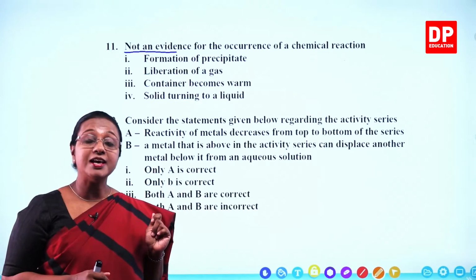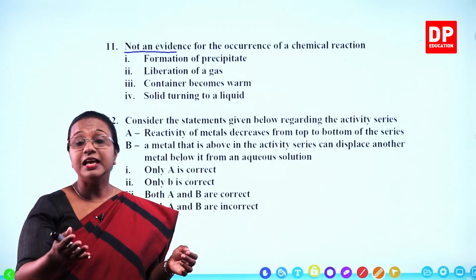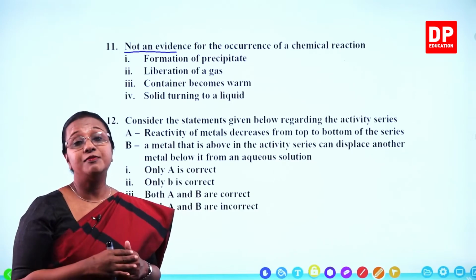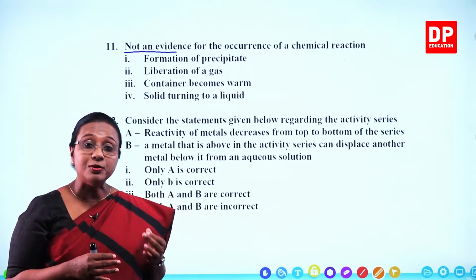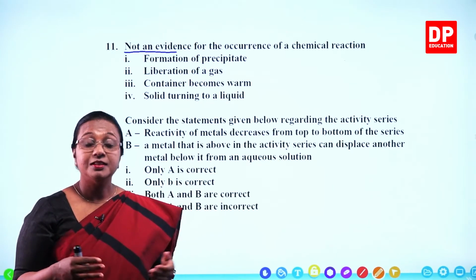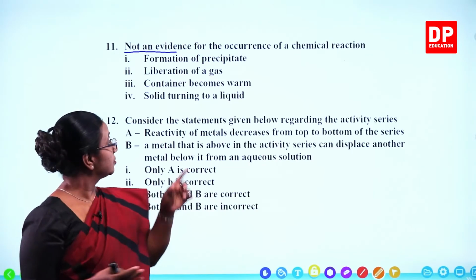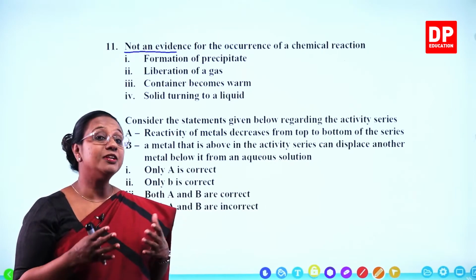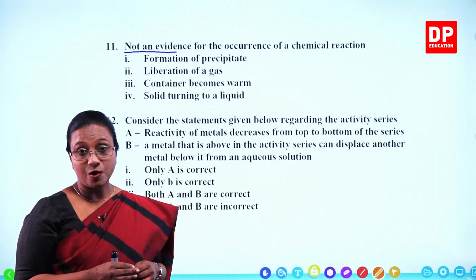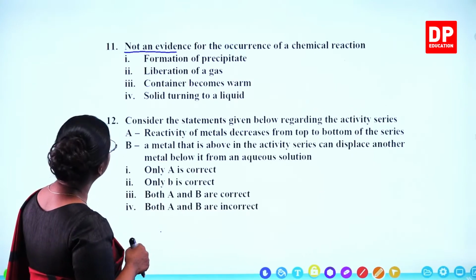Then liberation of gas. If you put magnesium into hydrochloric acid, for that matter, any metal that reacts with dilute hydrochloric acid or dilute sulphuric acid, magnesium, aluminium, zinc, all these metals, they react, then they liberate hydrogen gas or evolve hydrogen gas. So that is an example. Even calcium carbonate with hydrochloric acid releases carbon dioxide gas. So these are evidences for occurrence of a chemical reaction.